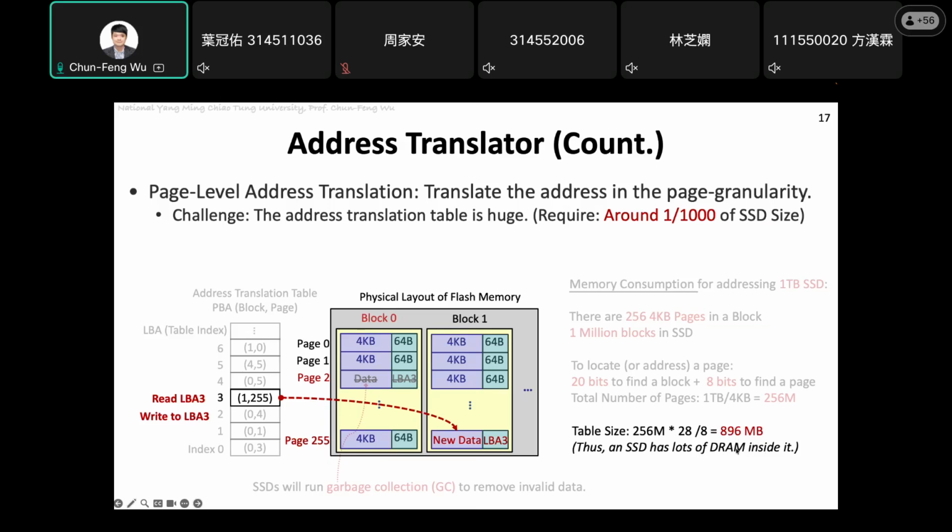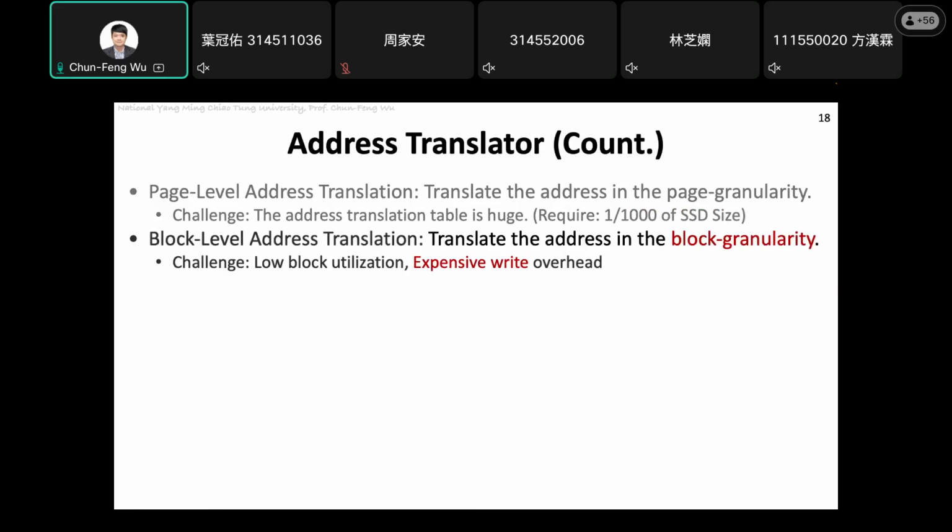Actually, it is quite hard, because you need to sacrifice a lot of DRAM for doing this kind of page table stuff. So there is another way people are thinking about to minimize this DRAM consumption. You can use a thing called block level address translation, which translates the address in block units. The good thing is you can minimize the table size. But the bad thing is it incurs write overhead, and it also decreases block utilization.